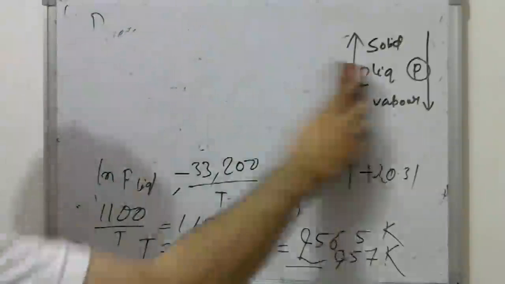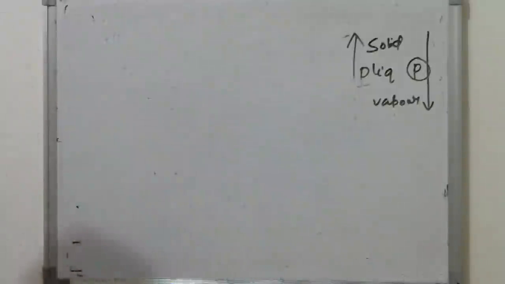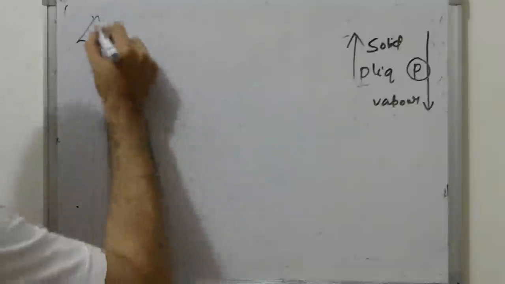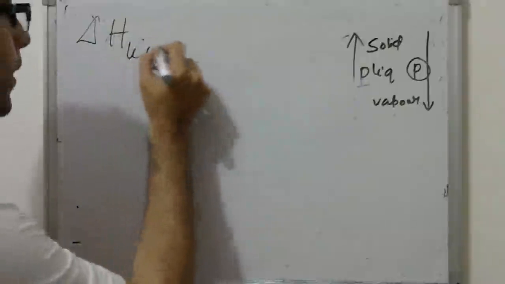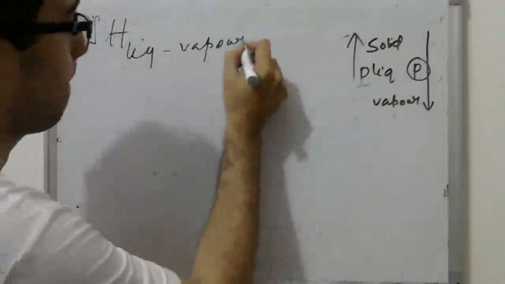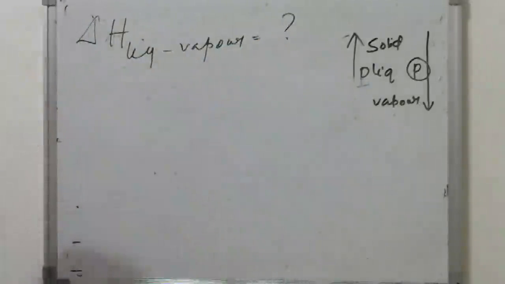Now let's move on to the next part. What does the next part say? It says heat of transformation of M for liquid to vapor transformation, delta H, at the temperature corresponding to the triple point. So now I am asked to calculate the enthalpy change for liquid to vapor.